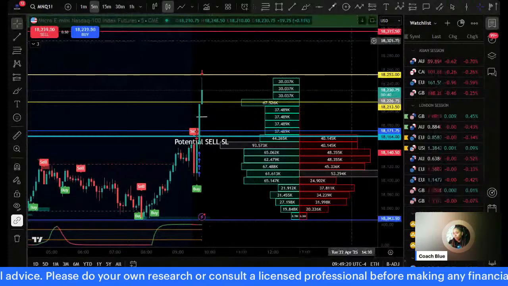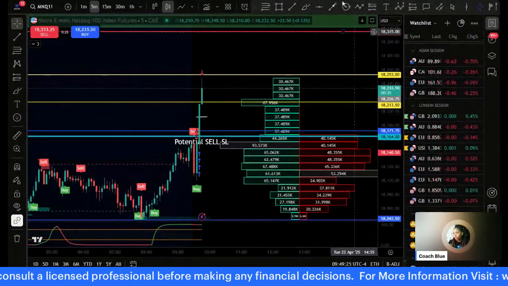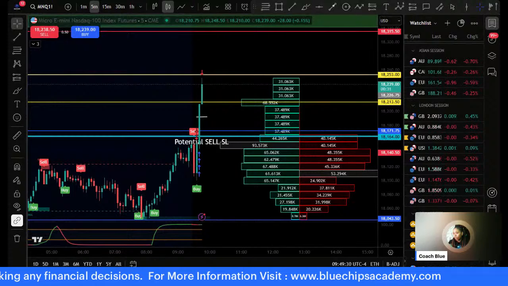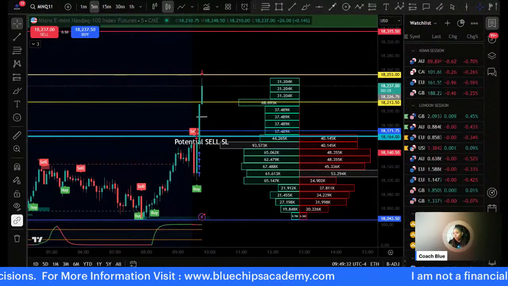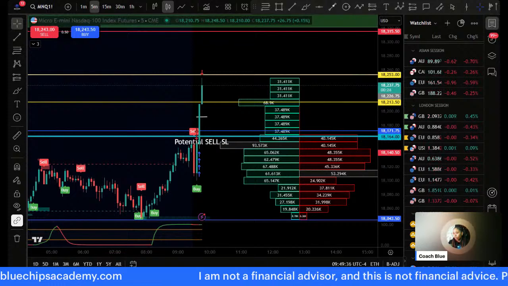But if you want to go ahead and take your profit, go ahead and do so. Just keep in mind that at this 18,315 level, this is a strong level of resistance. Okay. So I'm going to go ahead and wrap it up, guys.